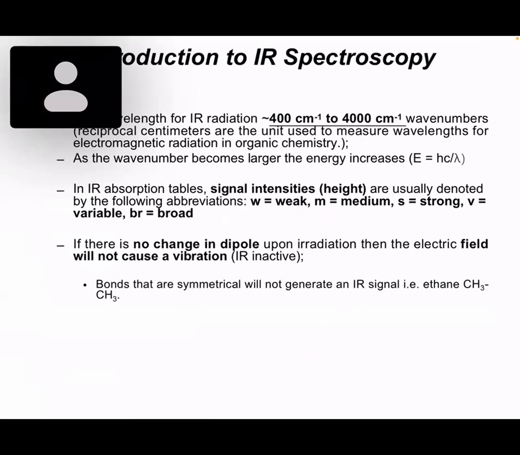Right. So your wavelength for infrared is 400 to 4,000 reciprocal centimeters, which we call wave numbers. And we measure in reciprocal centimeters and not nanometers. But these are the wavelengths that we use for organic chemistry. We use reciprocal centimeters. And as the wave number becomes larger, because keep in mind that's the centimeters and nanometers, that's a wavelength, right? That's wavelength. That's not frequency. Frequency is different because the frequency is per second. Like it's a function of time. And the wavelength is a function of distance.